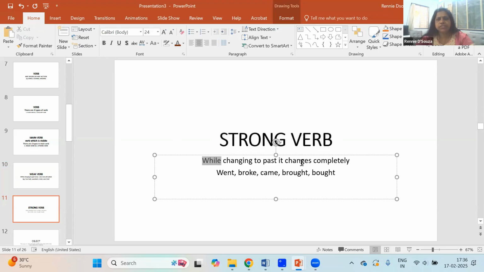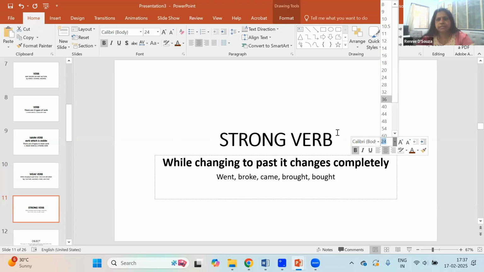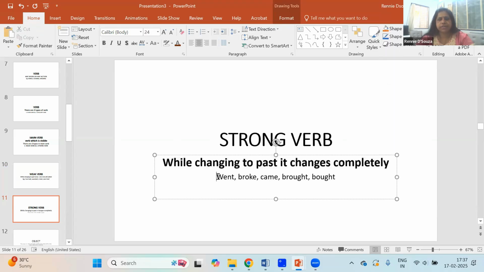So let us see what is strong verb. Strong verb is a verb while changing to past tense it changes completely. That means when it is present tense, suppose go is the verb, and when it goes to past tense it becomes went.